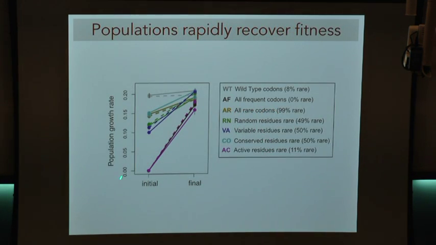So this is just to show you that if I take different replicate populations, they all increase from their initial growth rate, which is quite bad in some cases, to a final growth rate, which is not too far from the wild type, which is shown in gray here, right? Don't worry about these right now.